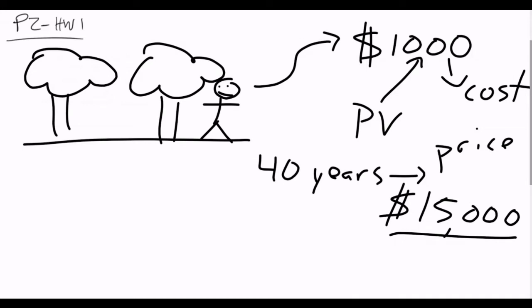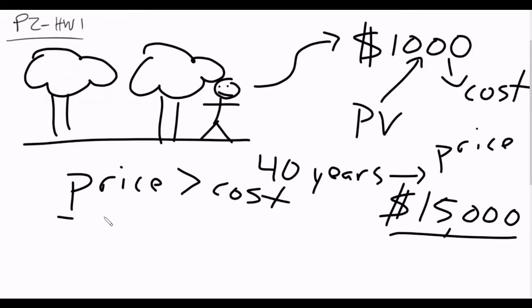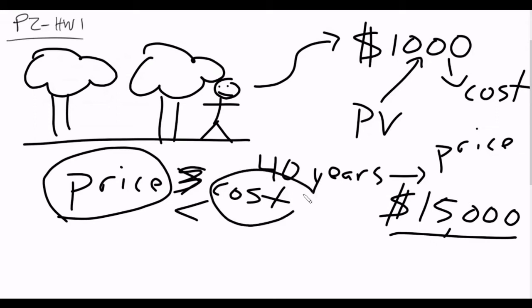So the question is, is the cost greater than the price, or is the price greater than the cost? Obviously, we want the price to be greater than the cost. Because if this is greater, then that means we're going to get more money than we spent. If it's the other way, and the cost is greater, then you spent more money than you got, and the whole thing was worthless.